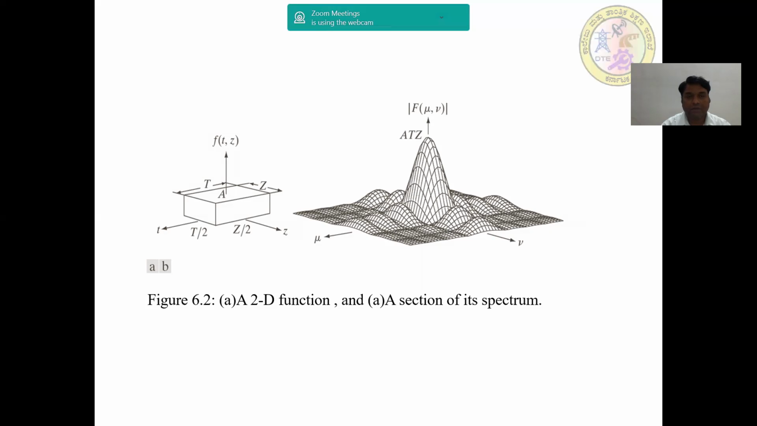So here at the t axis the block is longer, and at the μ axis the spectrum is more contracted. So the larger the values of T and Z, the more contraction of the spectrum; the lesser the values of T and Z, the less contraction of the spectrum.